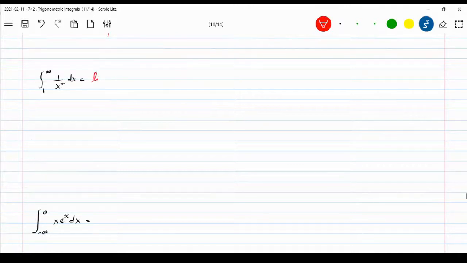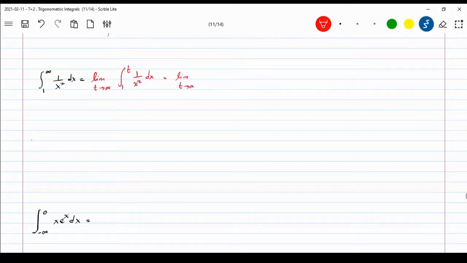Again, you can always write this as a limit, t approaching infinity, of the integral from 1 to t of 1 over x squared dx. You don't need to use t always. You can use a different variable, but since the textbook uses t, I'm going to stick with this variable.